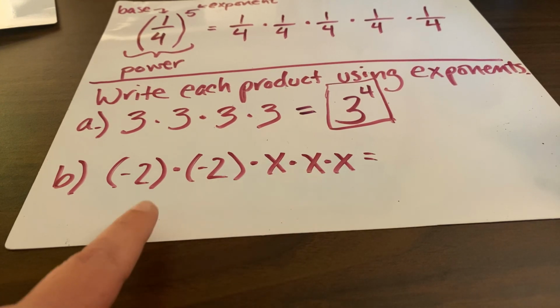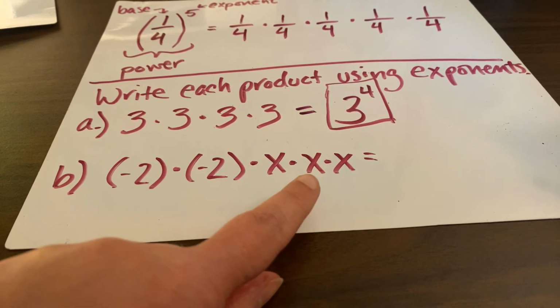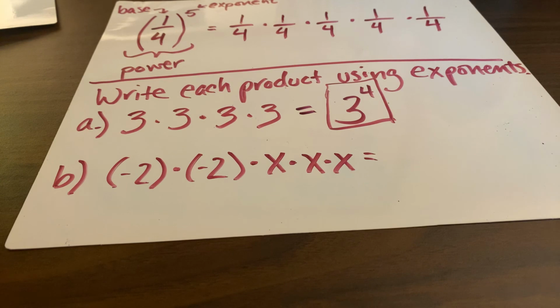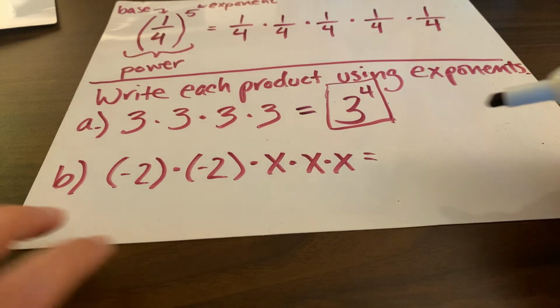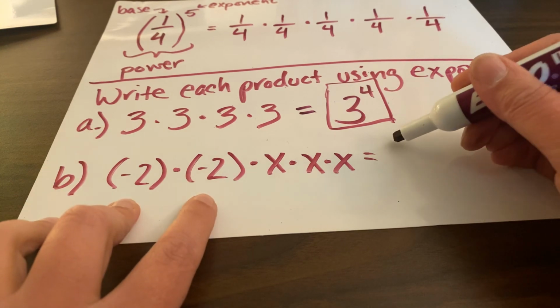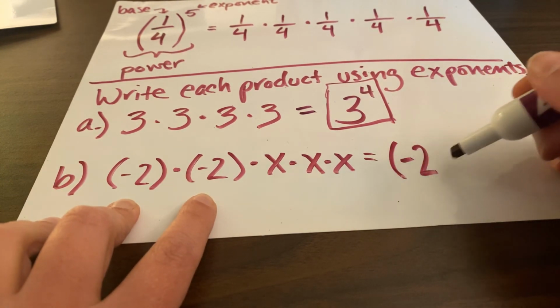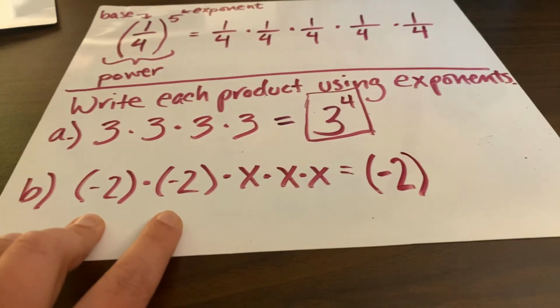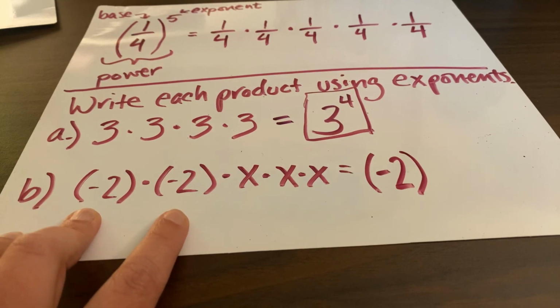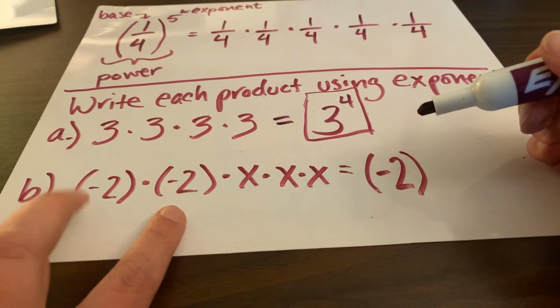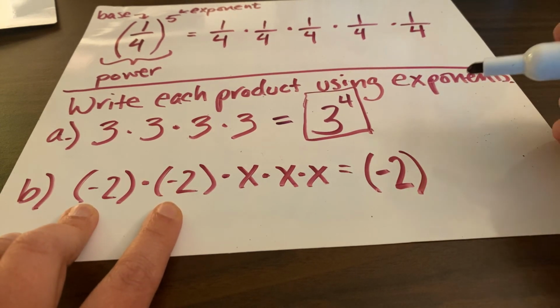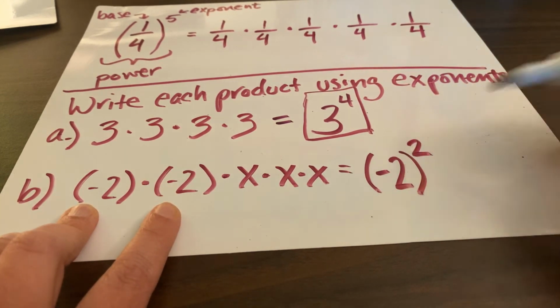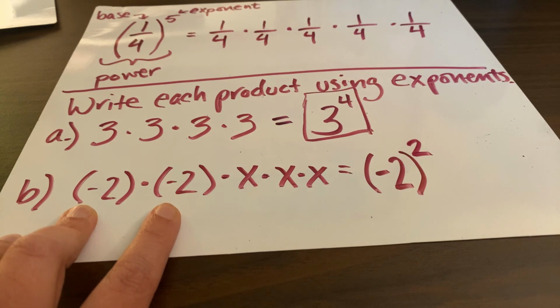something like this? -2 times -2 times x times x times x. Okay, we've got multiple factors here, so we need to take it one step at a time. Let's deal with the -2's. The -2's has parentheses around them, so I'm going to keep those parentheses. Parentheses are important, people. Parentheses are important. Okay, so -2, how many times is it repeated? It is repeated twice, so my exponent for the -2 is 2.